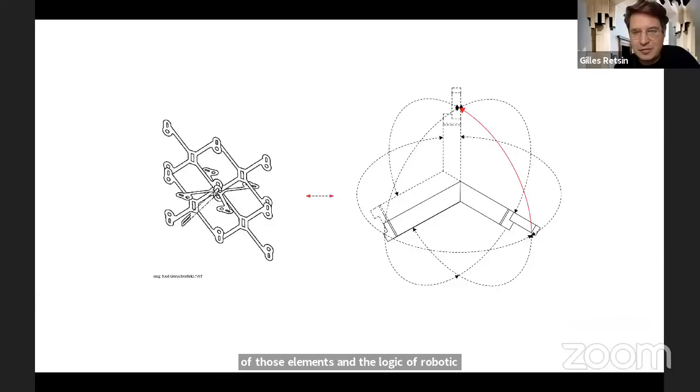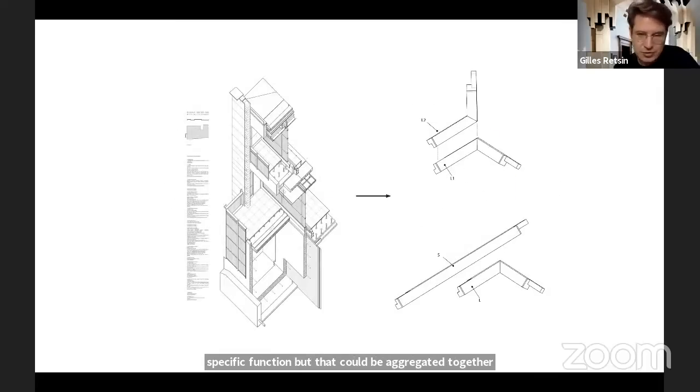So this is, in summary, the interesting idea: could we think about architectural elements not as modernist types, not as columns, beams, bricks, but as materials? Could we think about them as digital materials, as elements that have no specific function, but that could be aggregated together with other elements and then emerge in functional structures?